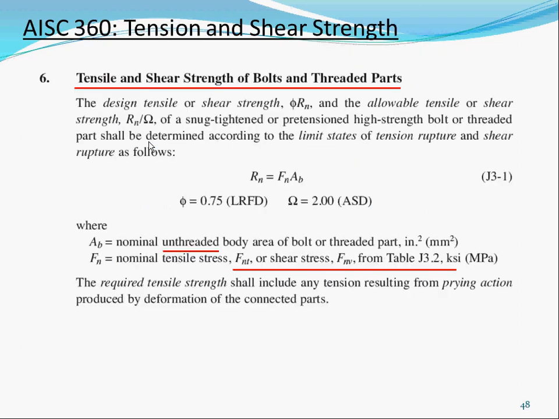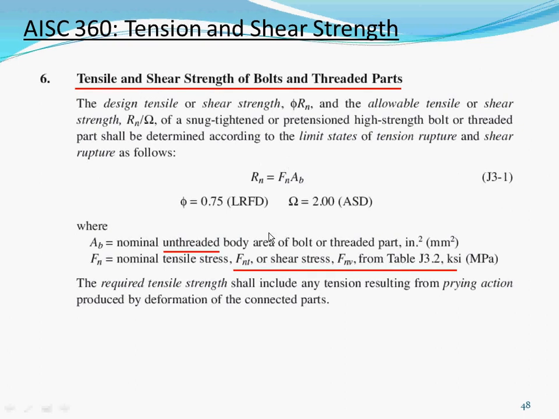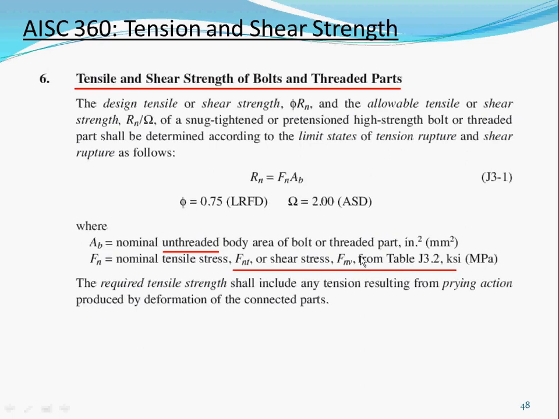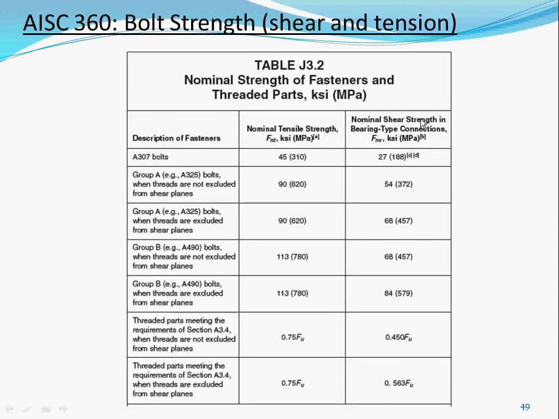Combined tension and shear. They only show you one equation, but the Fn is different depending on whether it's shear or tension, and then Ab is the bolt area. That's how they handle it and condense it in the C360 for the bolt design. Here we saw it once before, that's where you get the tensile stress, and that's where you get the shear stress from for the bolts. So group A, group B, threads excluded or not excluded, you get different numbers depending on the case.